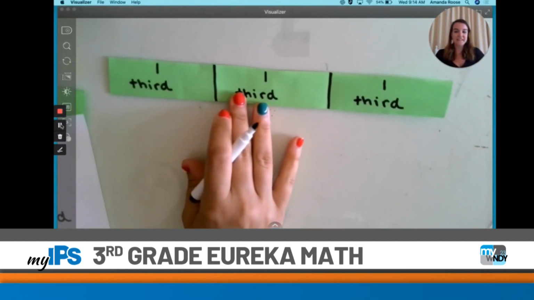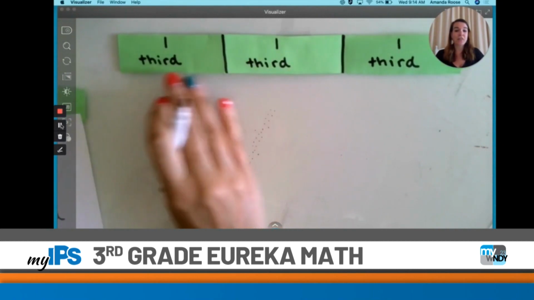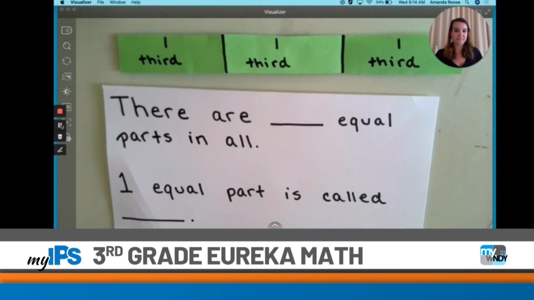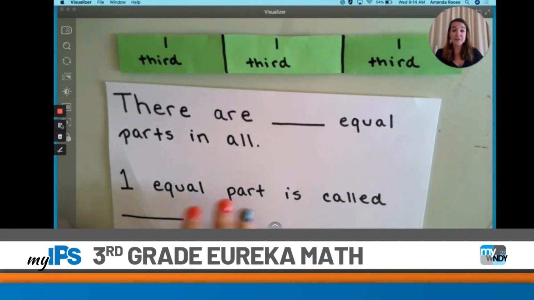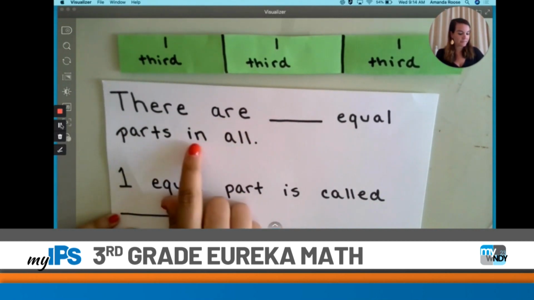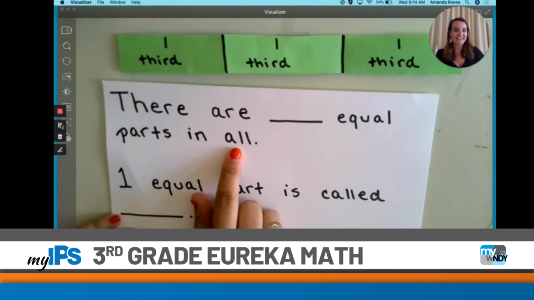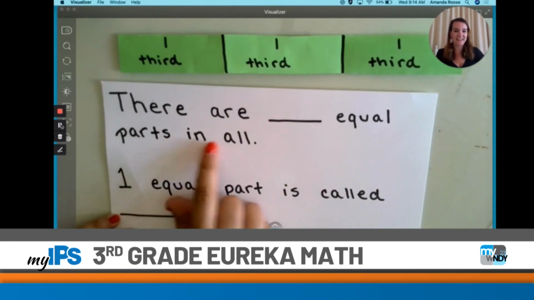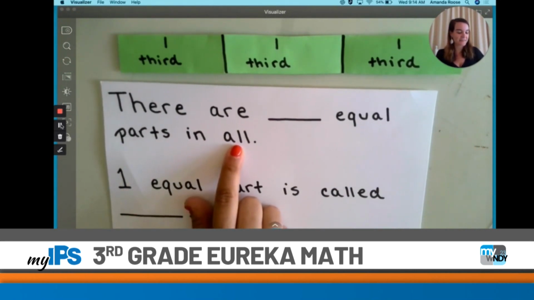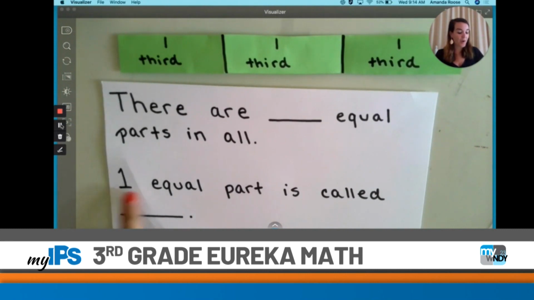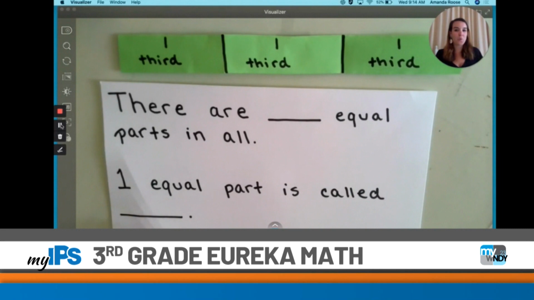Okay, let's look at our sentence stems for our thirds now. Okay, think it in your head first. Let's read it aloud together. There are 3 equal parts in all. Let's do our next sentence. Okay, here we go. 1 equal part is called 1/3.